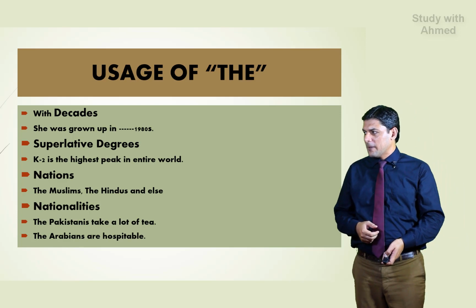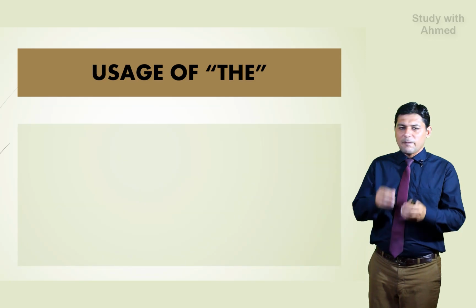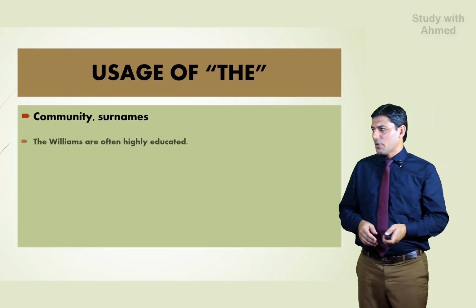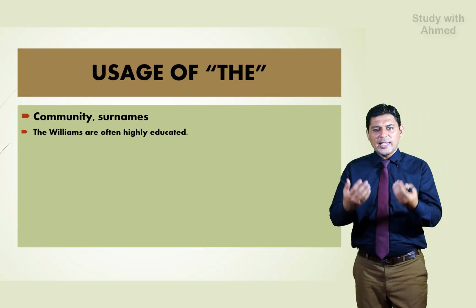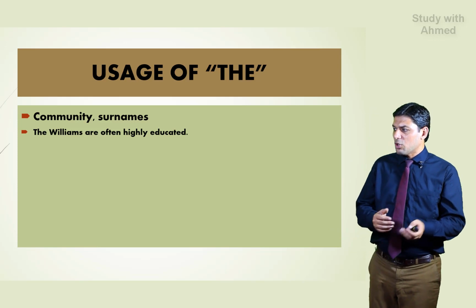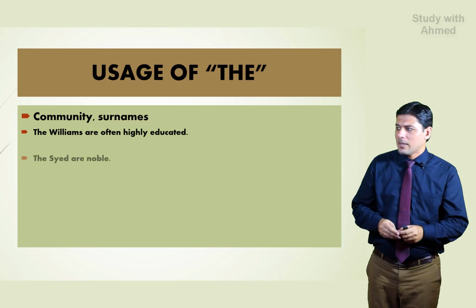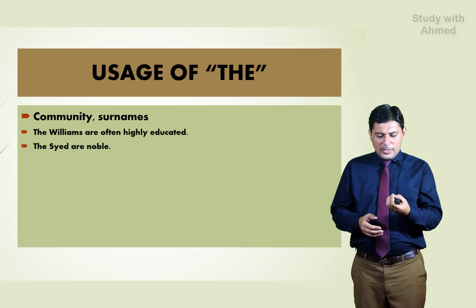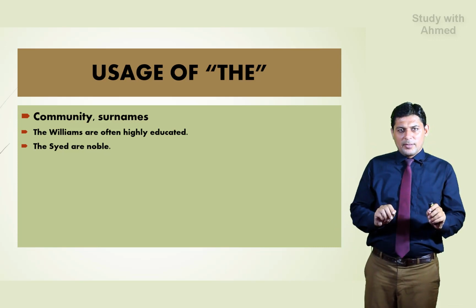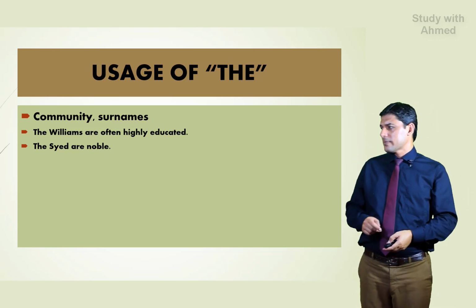Next idea is with community or with surnames. With all kinds of community, the Williams, Michaels, Sayeds, Maimons, all are communities or surnames. The Williams are often highly educated in English society, or the Sayeds are noble people. The Sayeds means we are discussing the whole Sayed people. The Maimons, the Sheikhs. So if we are discussing a community, we have the. If we are discussing one person, we do not have the, we have a or an, right?